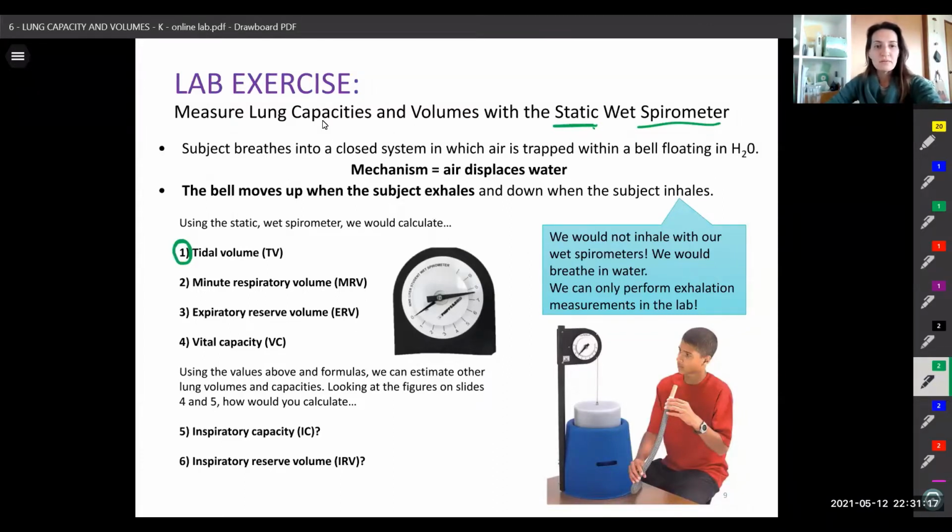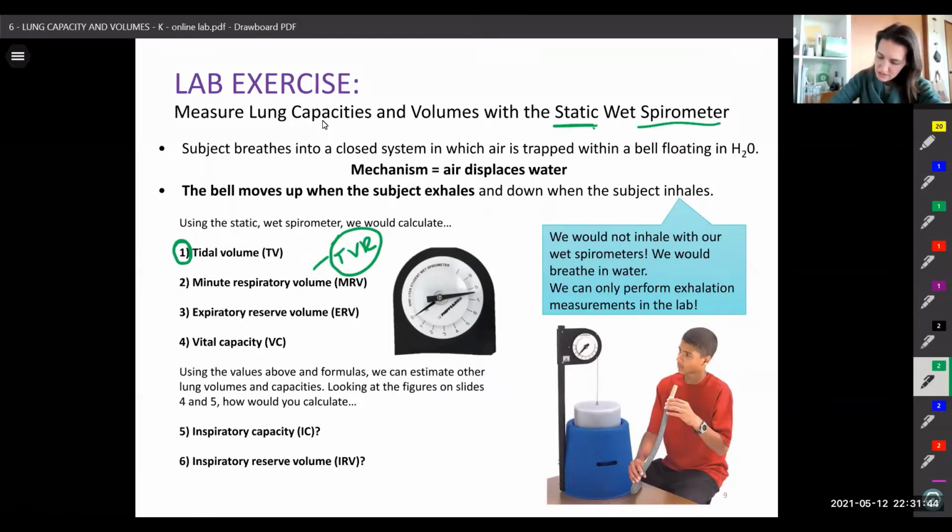The minute respiratory volume is another term that's used for the total ventilation rate. Right? Minute respiratory volume, total ventilation rate is what we're looking at here. So this would take into account your tidal volume and your breathing rate, right? We multiply those together to get your minute respiratory volume. So we'll talk about how that's measured here.